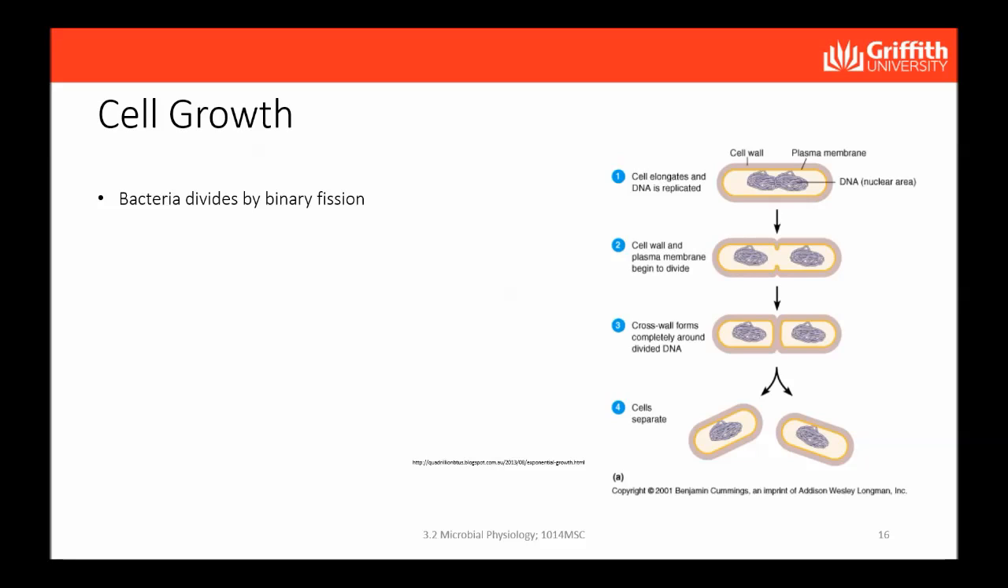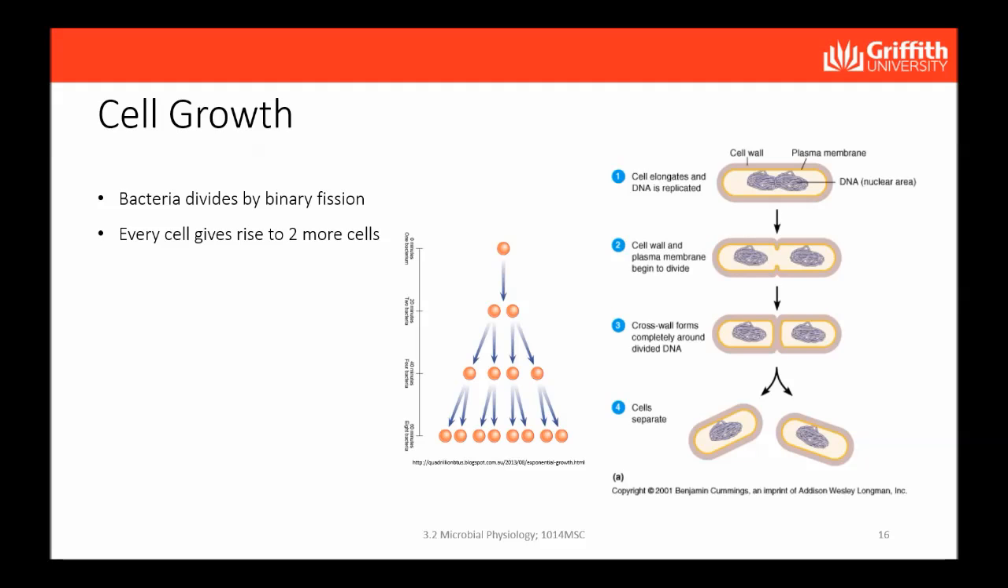the middle of the cell, cleaving the cytoplasm and the cell wall into two, eventually leading to the formation of two new daughter cells. The fundamental thing to remember here: every cell gives rise to two new cells. Therefore, the growth of bacterial cell populations is exponential. However, this is dependent on the availability of nutrients.